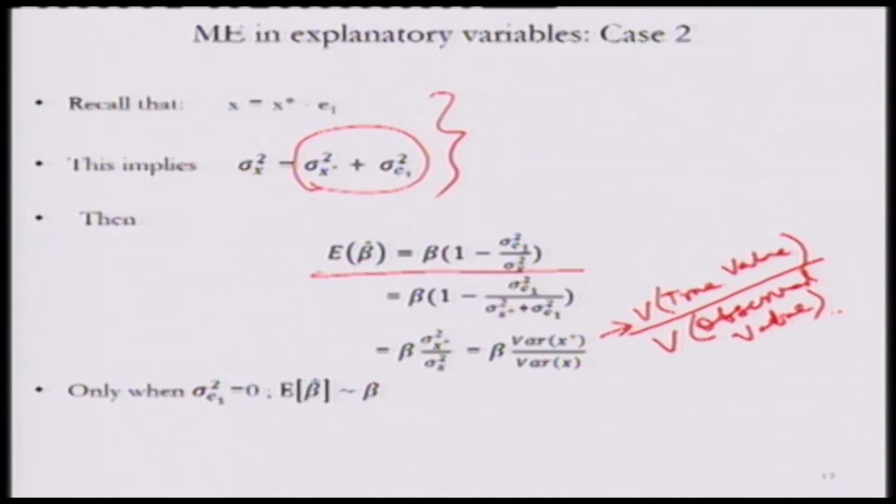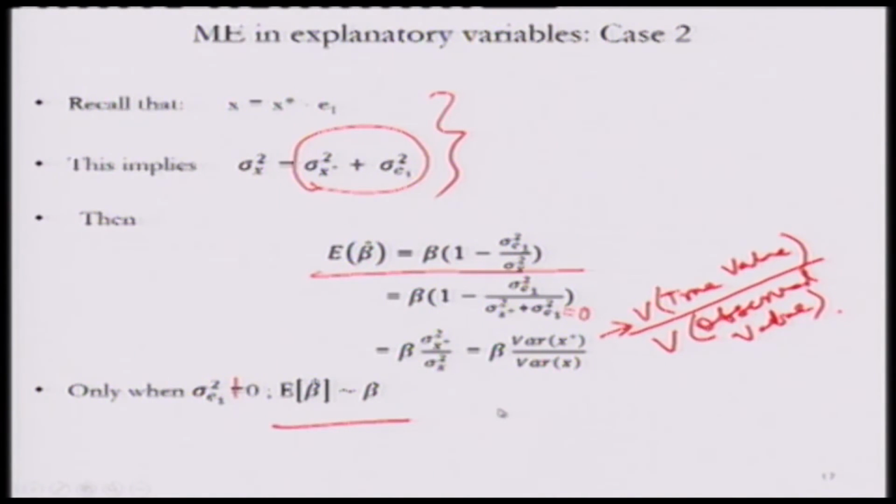Okay. Now, of course, the special case, the more trivial case, is that the variance of the measurement error is equal to 0. Note that in this very special case, where the variance of the measurement error is equal to 0, the expectation of beta hat is basically tending to beta, and you do not have any bias. But of course, that is a trivial case.